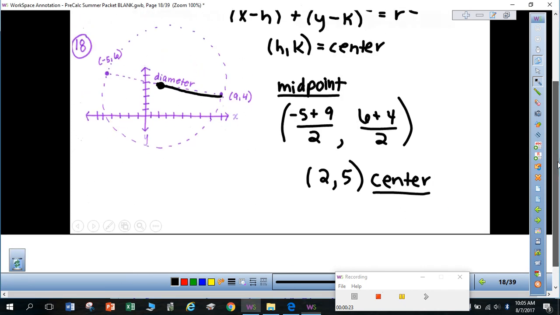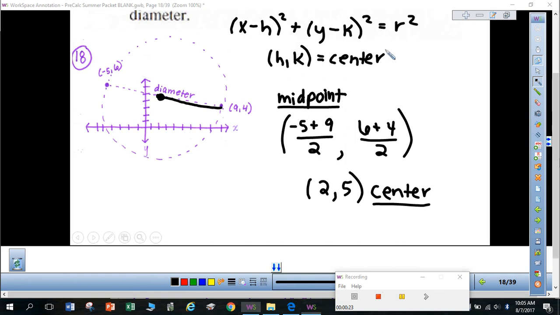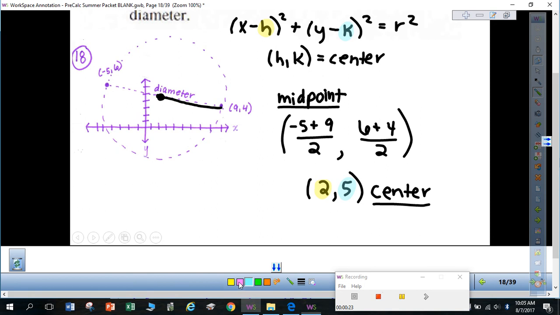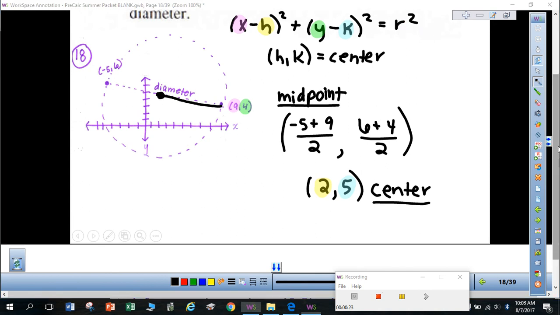One way that we can do this is actually using our circle equation. We could plug in the h and k, so h is 2 and k is 5. For x and y, we could plug in just a point that's on the circle. So let's say 9, 4. We could plug in 9 for x, and then we can plug in 4 for y. Plugging in those pieces would allow us to solve for r, which would be representing our radius.